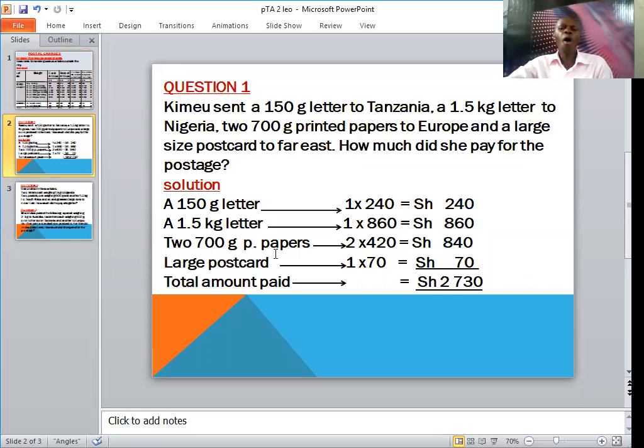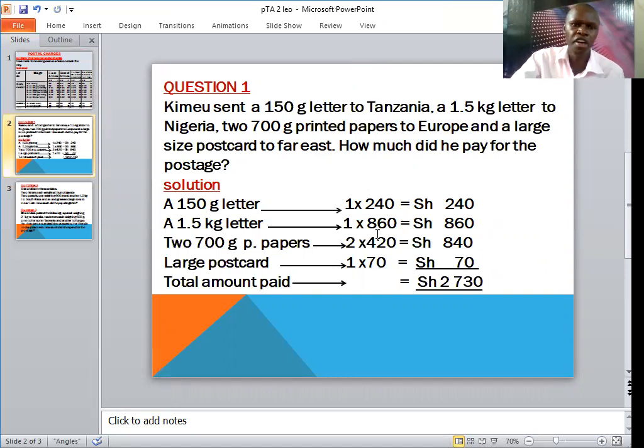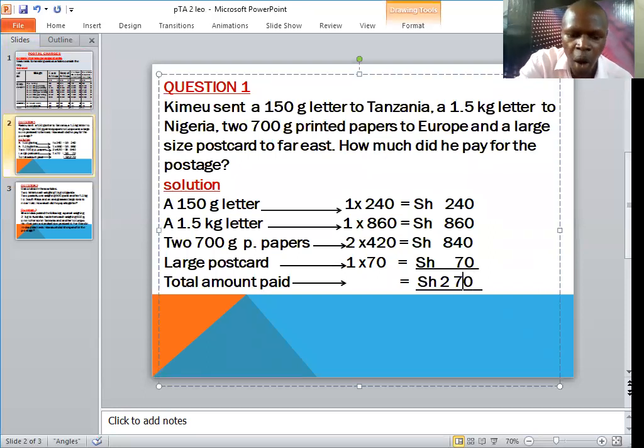Now the question is asking, how much did Kimeu, I think Kimeu is a he, pay for the postage? That means we shall add all of them. 0 plus 0 plus 0 plus 0, we shall have 0. 4 plus 6, 10. Plus 4, 14. Plus 7, it is supposed to be 21. We write 1. We carry 2.